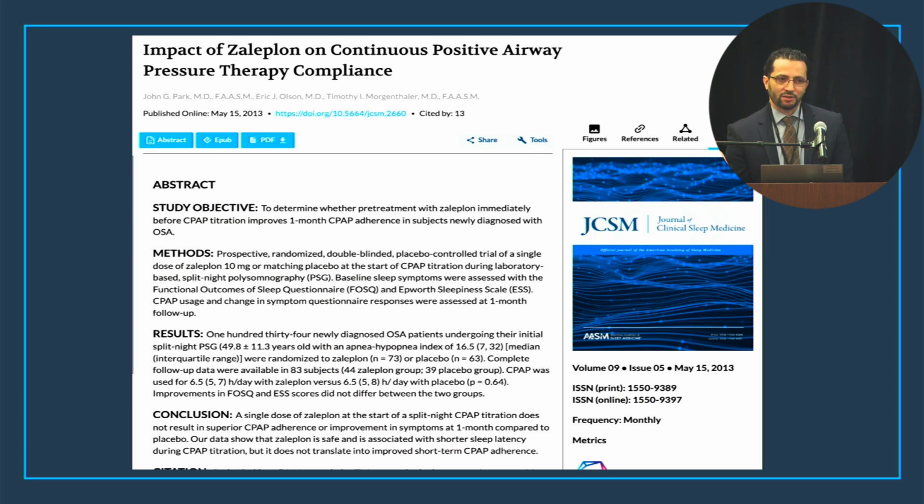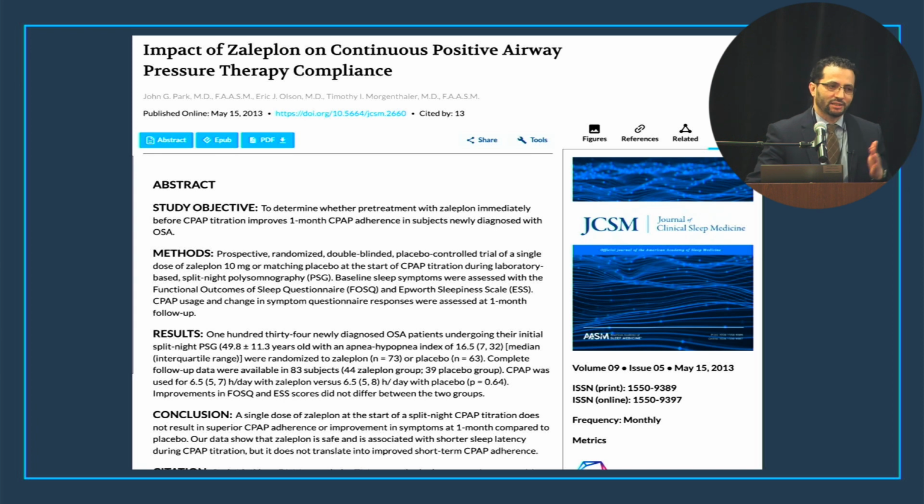So I put a question mark on hypnotics to start with, because there are negative studies too. This study used zaleplon, which is a shorter-acting non-benzo hypnotic, and they were trying to find out if there's any improvement in CPAP compliance. The half-life of this medication is about an hour, versus almost 6 hours for Lunesta. This is Sonata. And the study used a split-night sleep study instead of a CPAP titration.